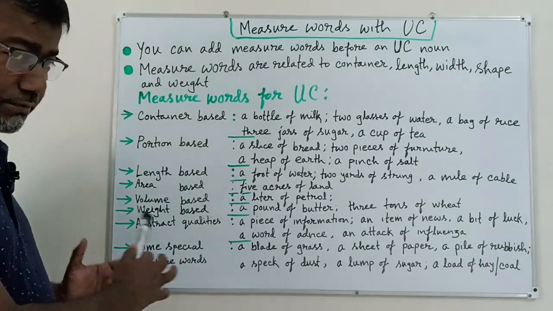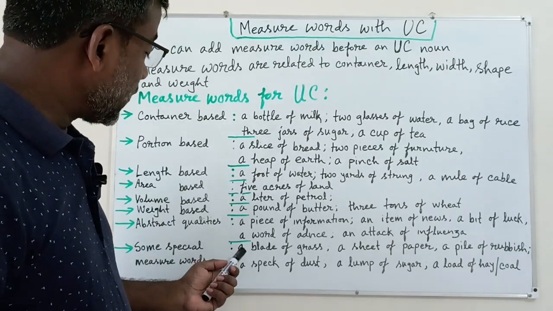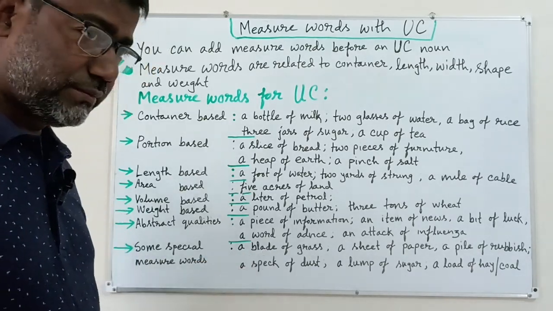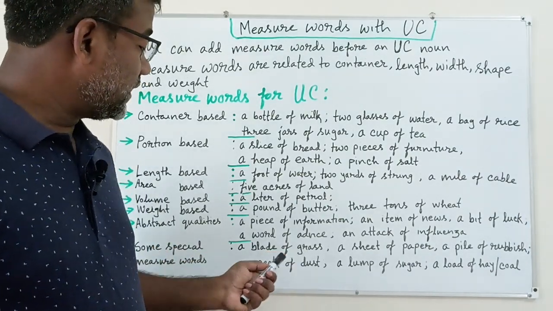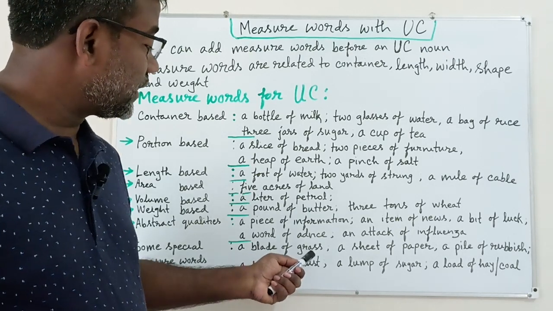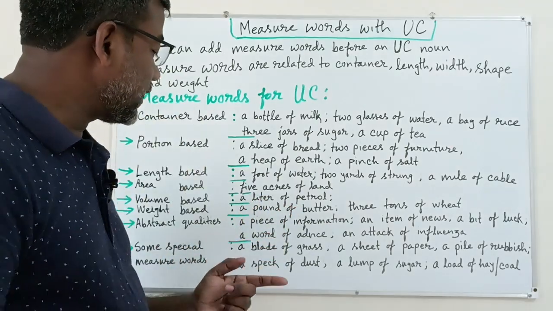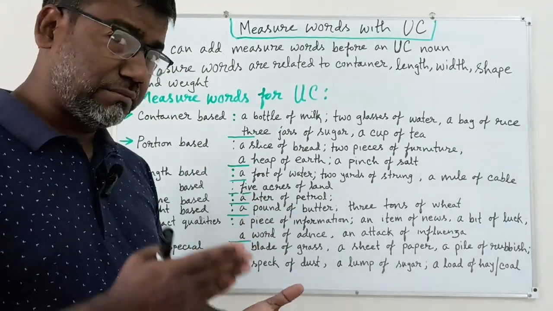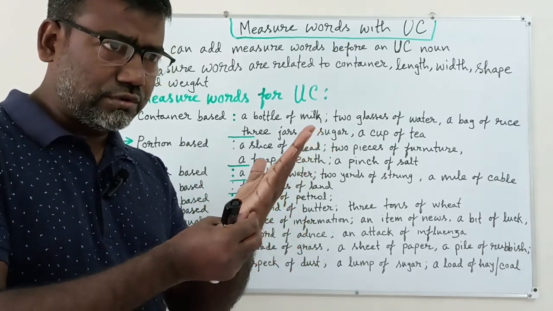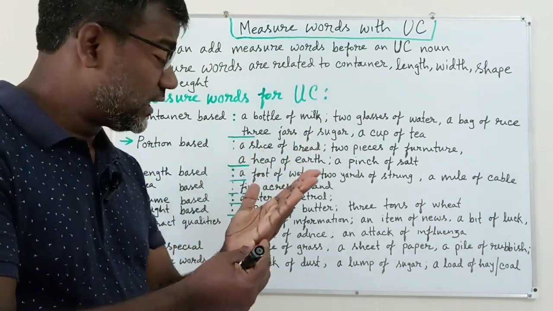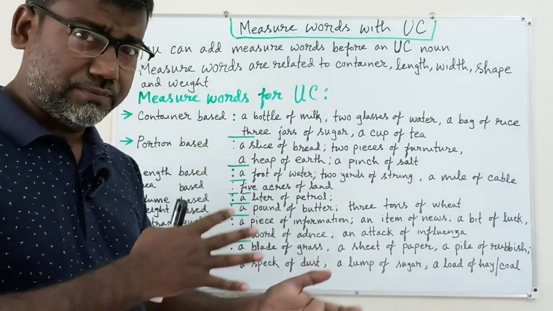Some special measure words. Some special measure words go with some special uncountable nouns. A blade of grass. Blade, very interesting. A blade is something sharp to cut something, but why is it used with grass? That is very interesting. It's actually a single leaf of grass that is called a blade of grass. Sometimes grass can cut your skin if you don't handle it carefully. Very sharp grass leaves we sometimes see around us.